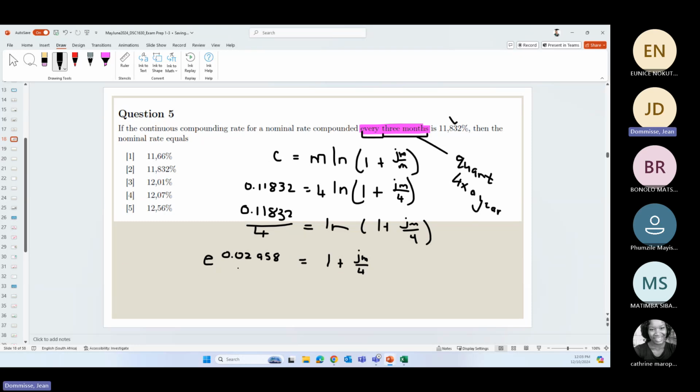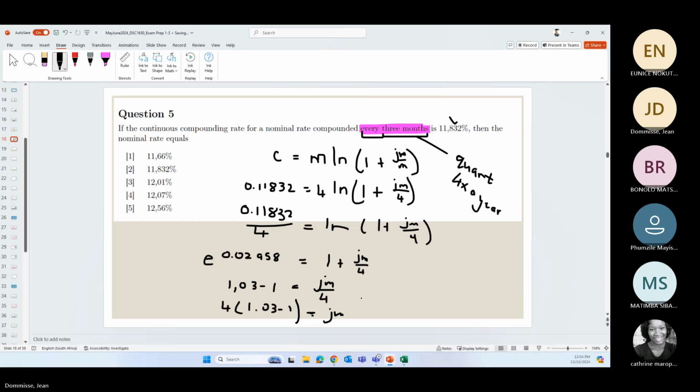On my calculator, there is an e^x, so I can do that. So e to the power of 0,02958 is actually 1,03. Then I say minus 1 on both sides. That will be equal to Jm over 4. Then if I take away the 4, I need to multiply on both sides, and that will give me my Jm.